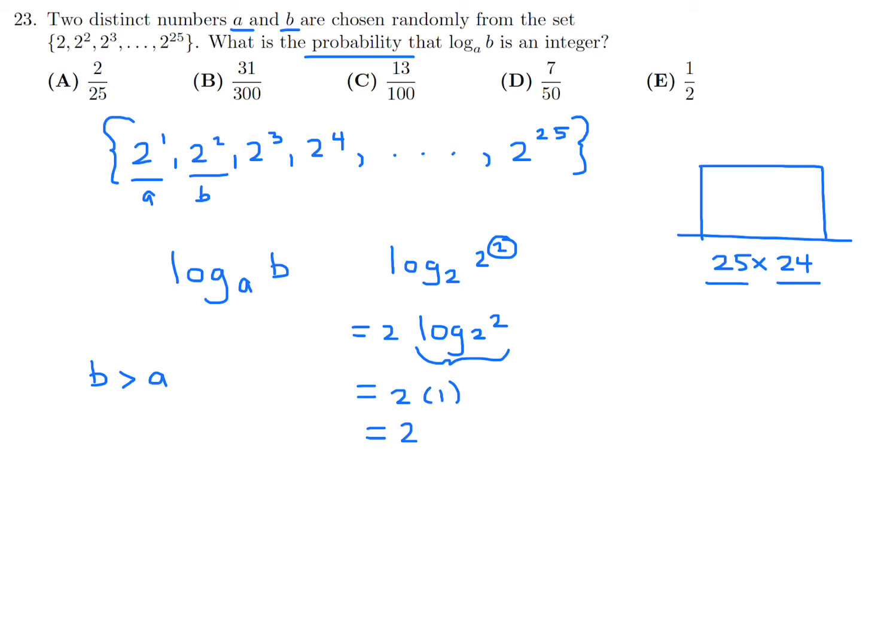Let me try one more here to figure out any other criteria. I'm going to choose, let's see here. For b, I'll choose 2 to the power of 6. And for a, I'll choose 2 to the power of 3. Okay? Both of them, of course, are from that list. Now, if I do that, watch what happens.